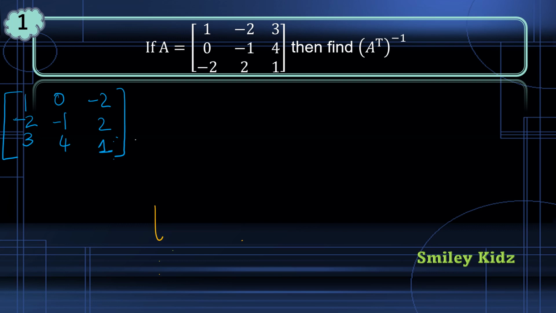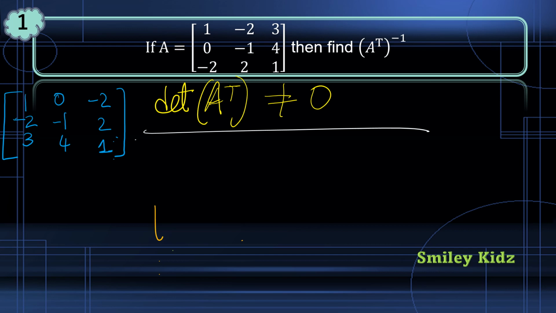Firstly, let me check out if determinant of this matrix is not equal to 0. Why am I checking that? That is because if determinant of A transpose is equal to 0, then there exists no inverse of A transpose. If it is not equal to 0, then inverse of A transpose actually exists. Now let me first find out the determinant of this matrix.